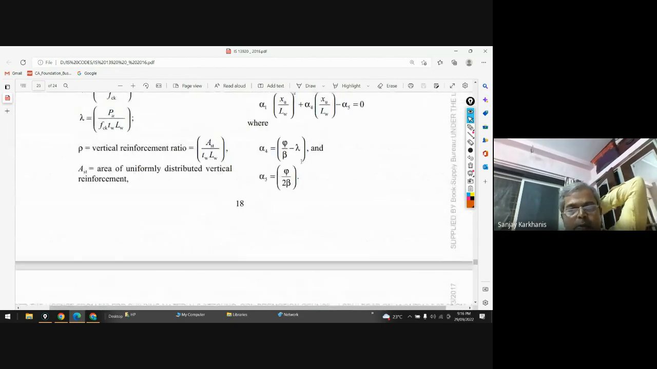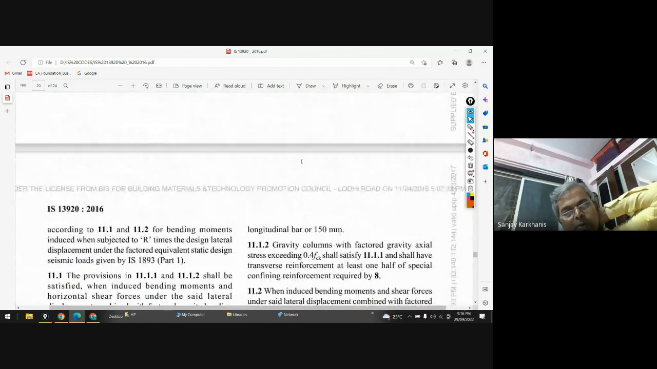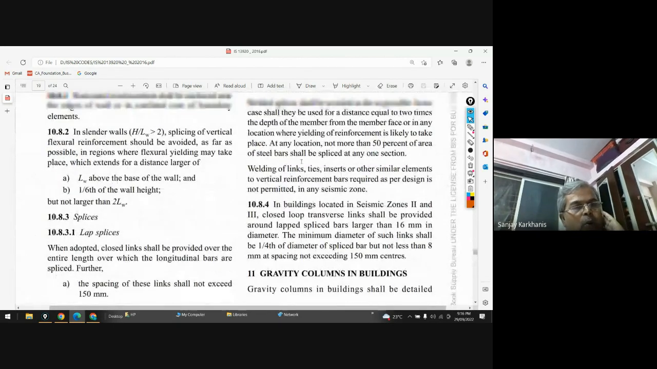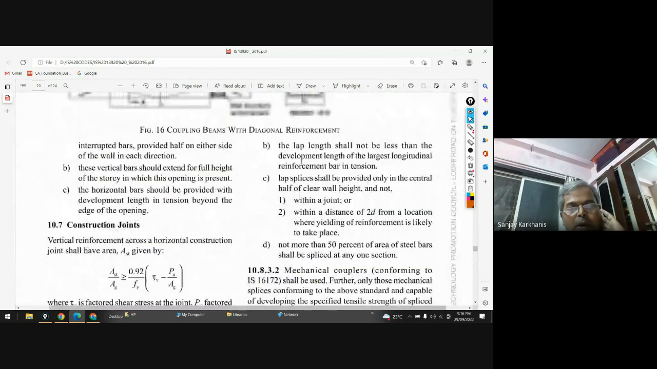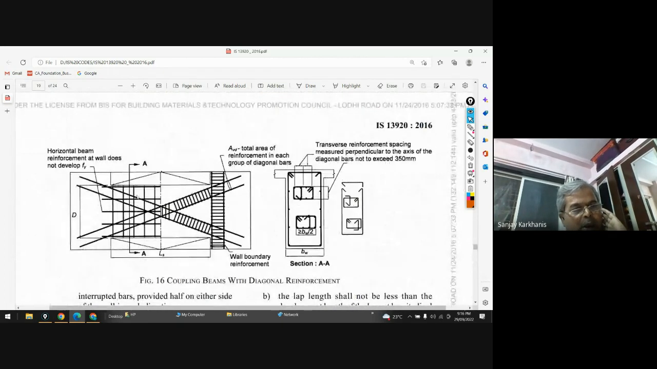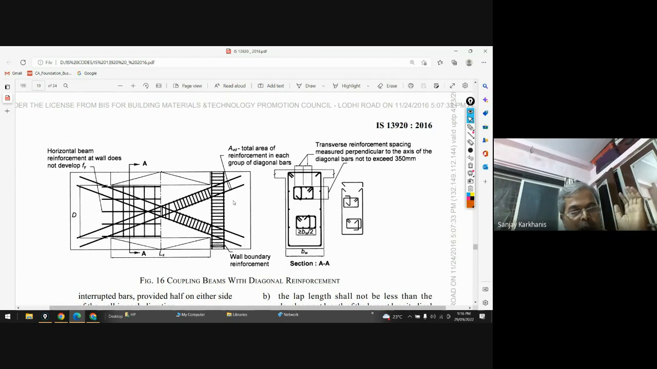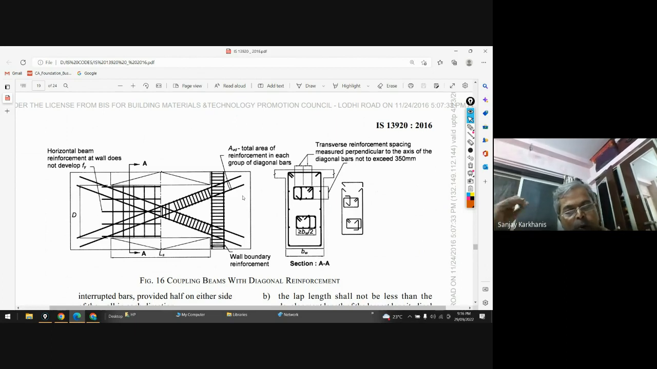So this is all about 13920. Now you will know why people don't want to study 13920. But actually if you study it, it will be very beneficial to all of you. And for you people, I would say this is mandatory. When we used to work in the old days, we did not need this, because the maximum stories that we used to go for was ground plus 3, 4, maximum 5.